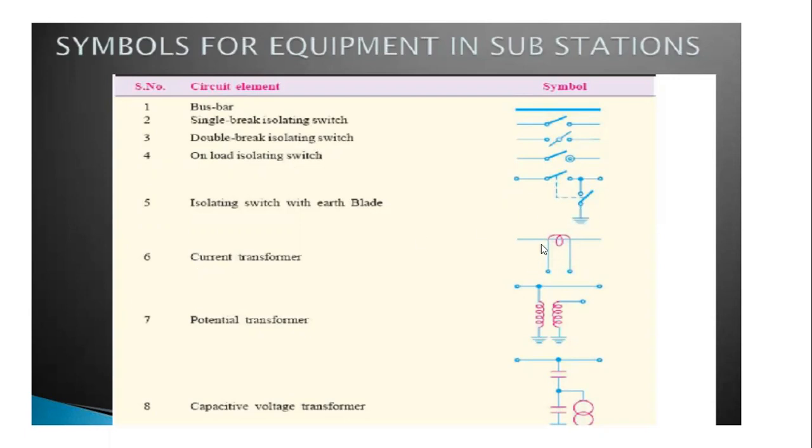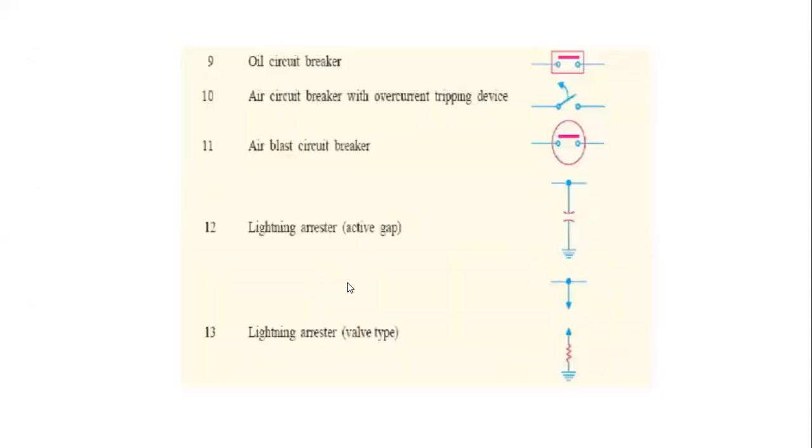Next, the current transformer. This is the single line symbol for the current transformer, CT, and this is the symbol for the potential transformer, that is PT. Next, the capacitive voltage transformer. This is the capacitive voltage transformer symbol. And this is the oil circuit breaker, this is the air break circuit breaker, and this is the air blast circuit breaker.